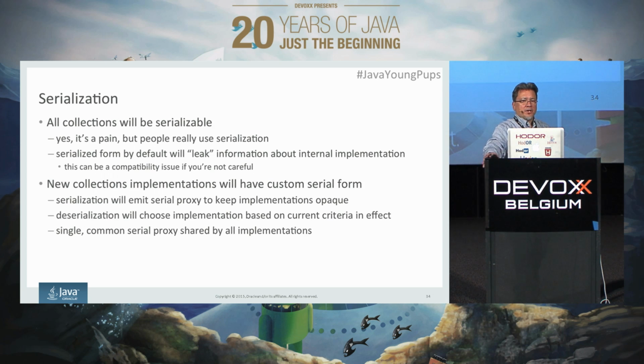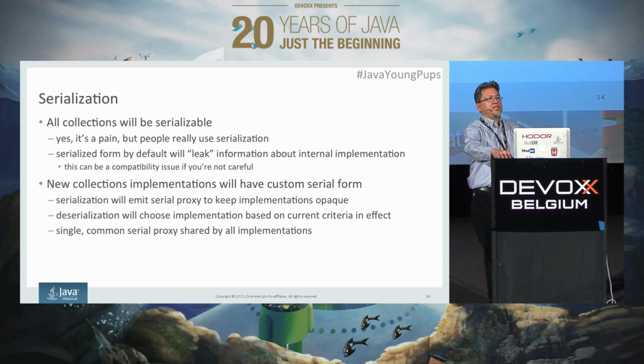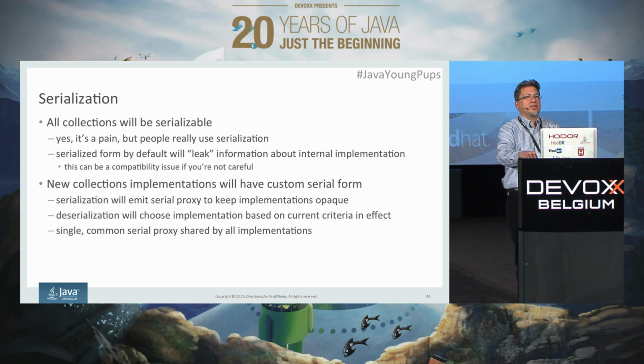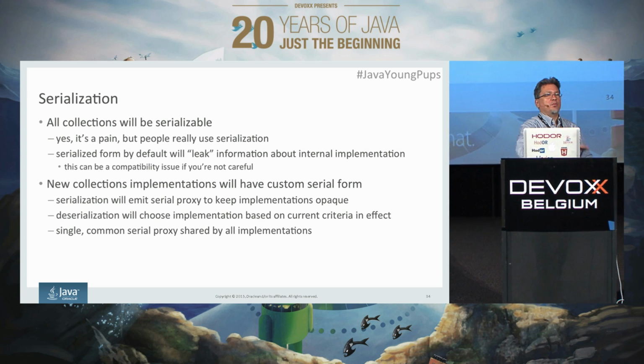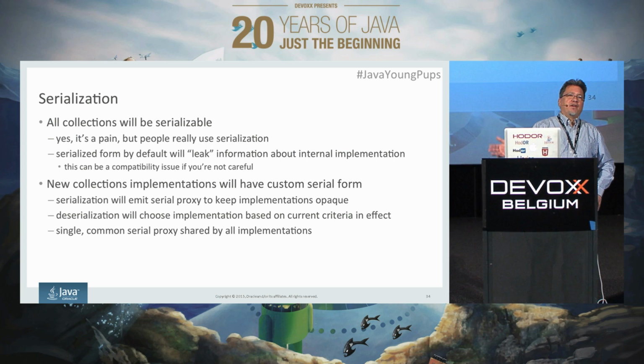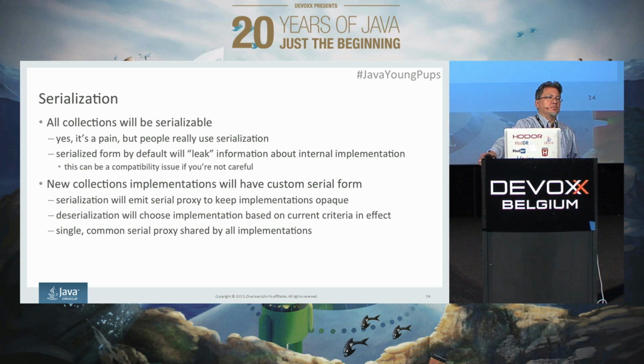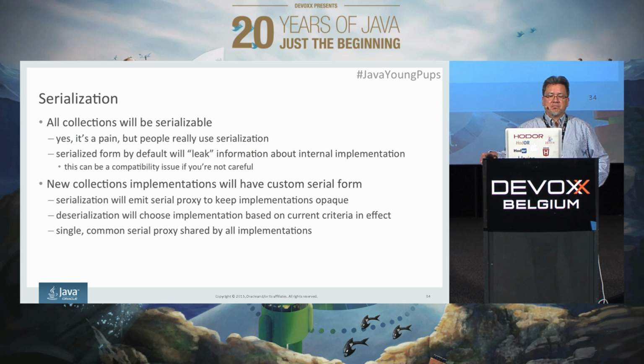Well, now there are a couple wrinkles that let the implementation show through. One is serialization. If you're familiar with serialization, actually the first thing is everybody hates serialization, but the fact is everybody uses it too. So I think we have to make sure that these implementations are all serializable. But if you do take the straightforward approach of serializing something, the internal structure of the object actually leaks out into the serial form. And that's actually a compatibility issue for the JDK.